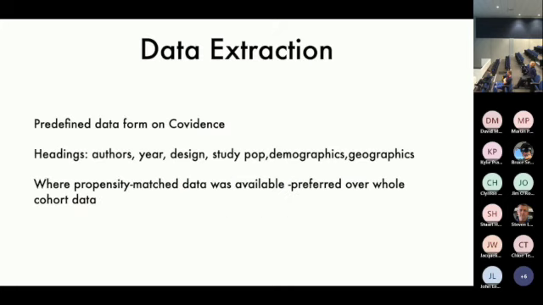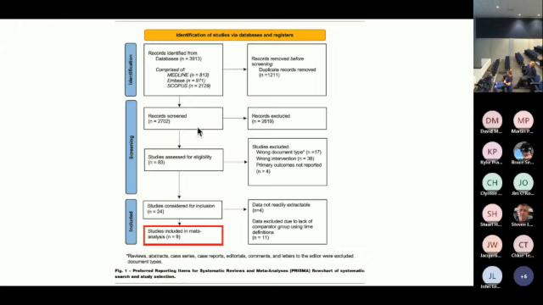Okay, like I said, we had predefined data form headings, and then we talked about that already. So you can see a lot of work goes on. We started with 3,900 papers. 1,200 duplicates were removed, so then we looked closely at 2,700. We excluded 2,600, and eligibility got down towards 83. And then we got down to 24.